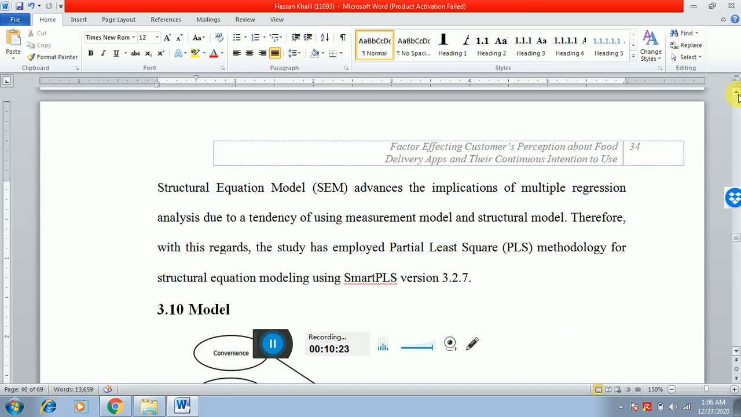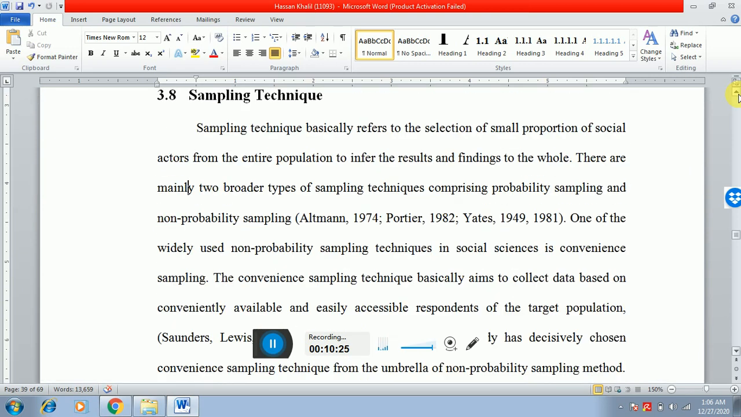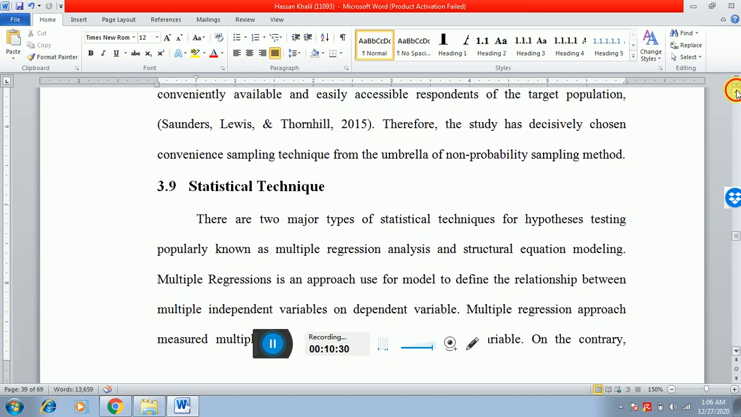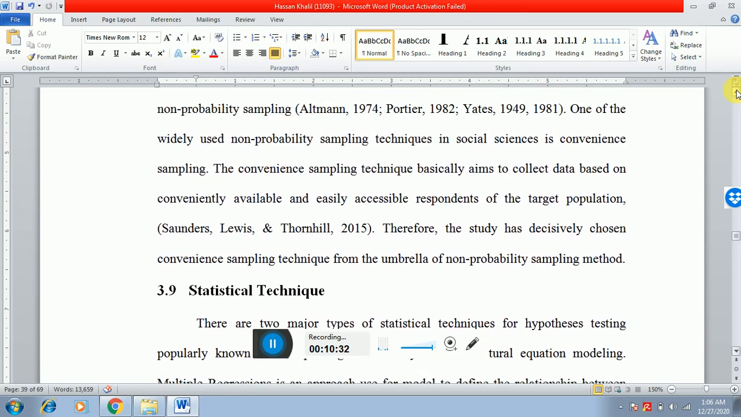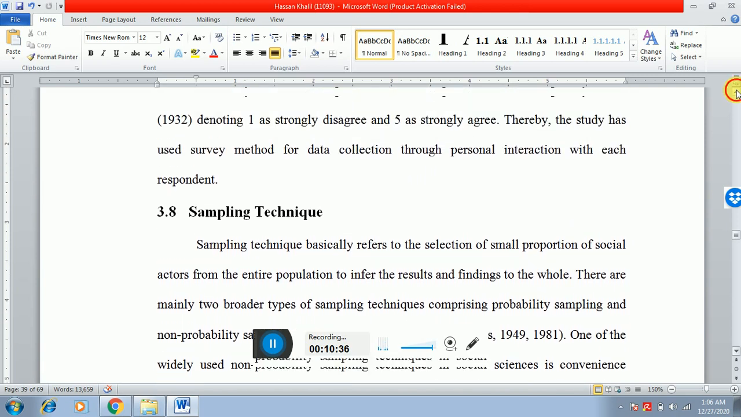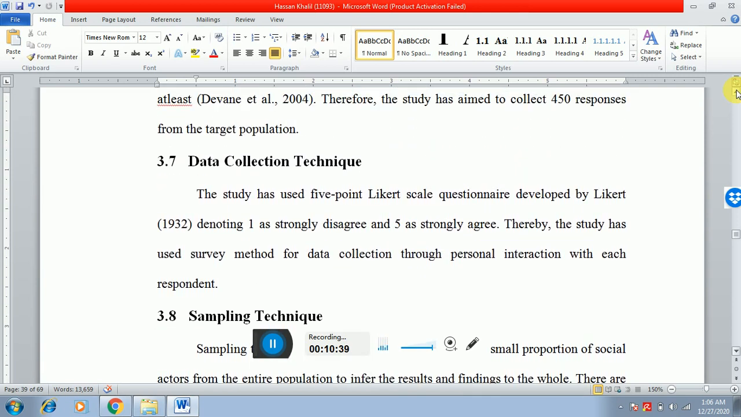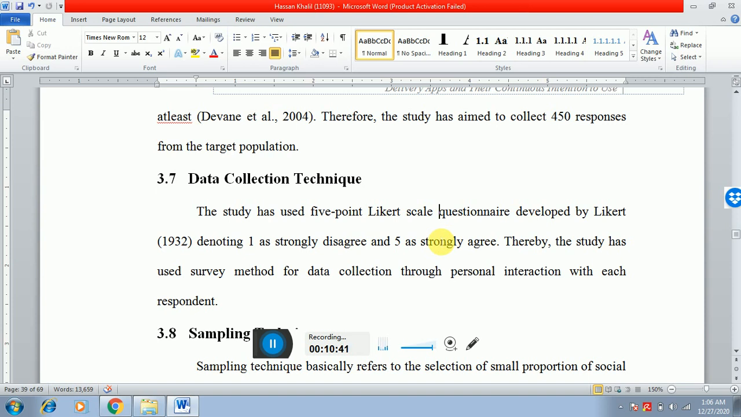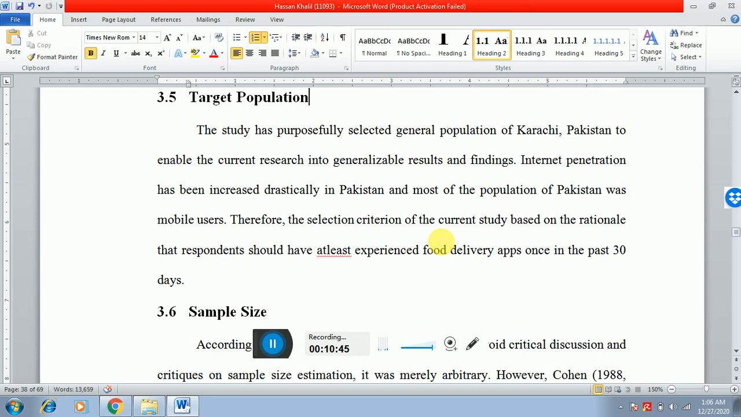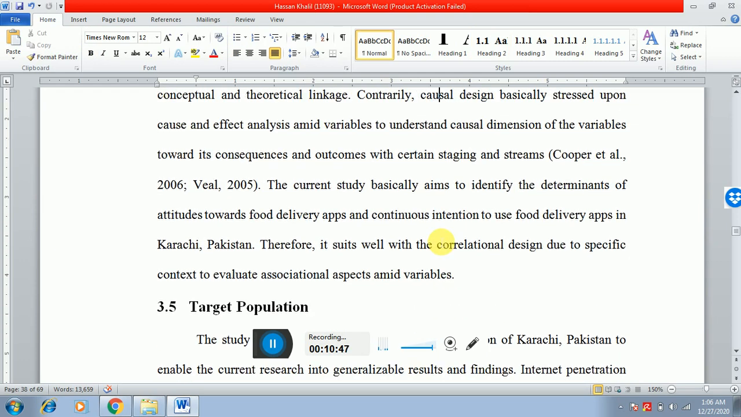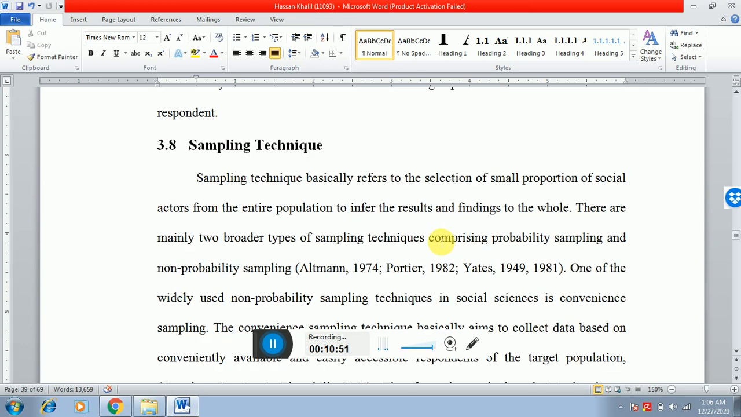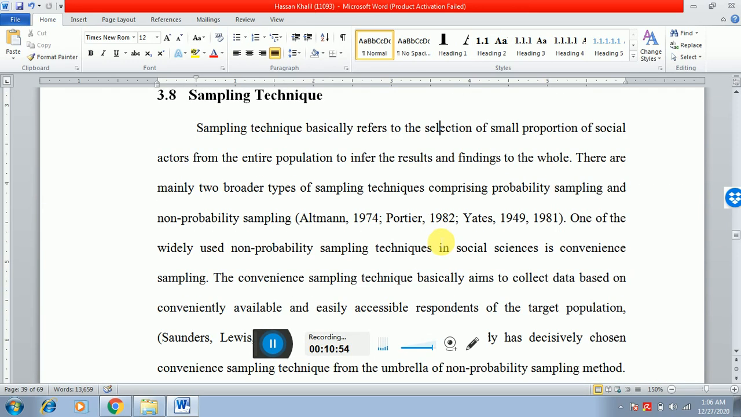One thing is missing in this section. You have to write a heading related to research instrument. Alright, let me check it and then let me explain it. Let's suppose this is the heading of the target population, is it design? Let me check. So statistical technique comes before the sampling technique.